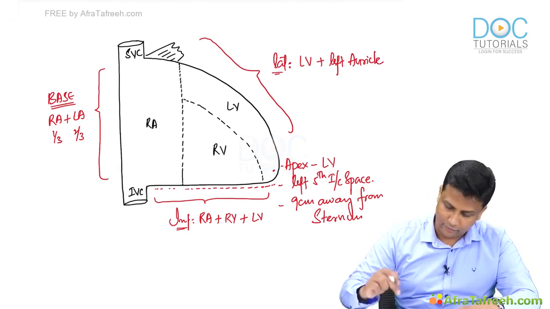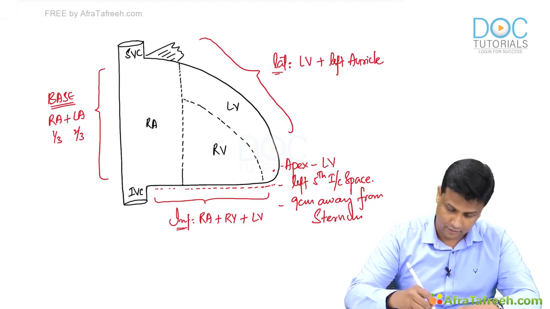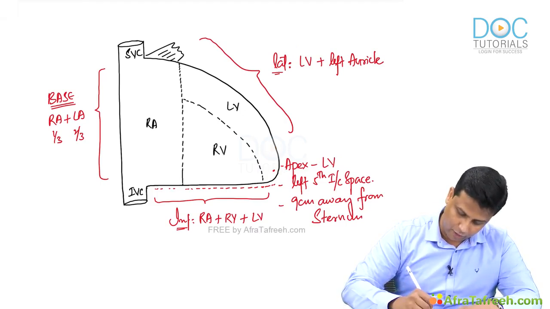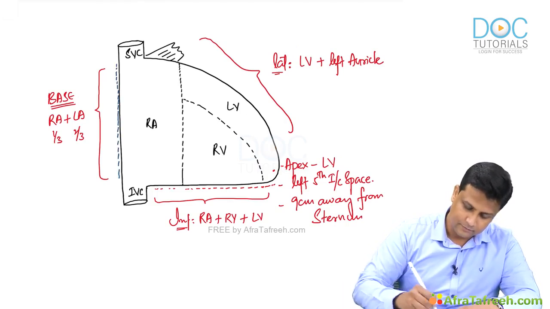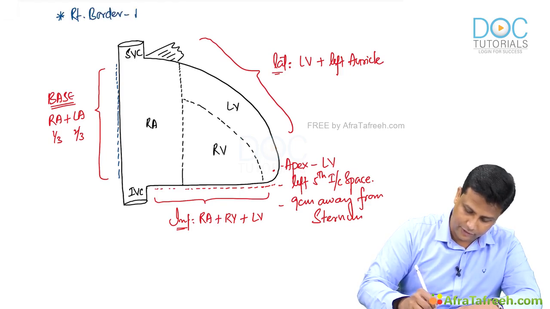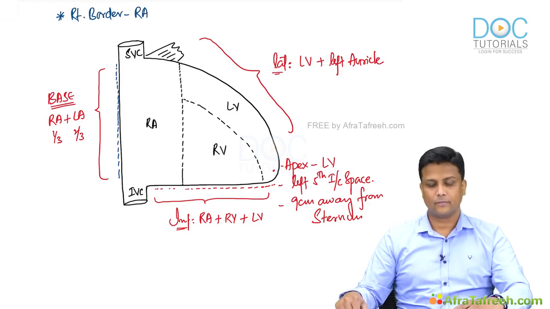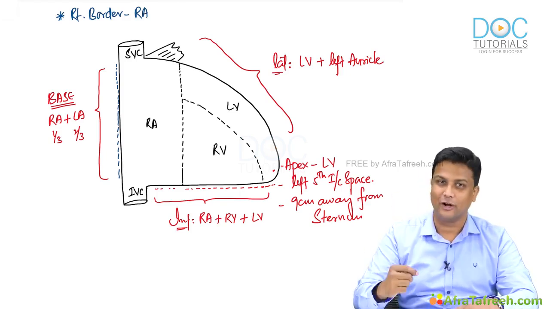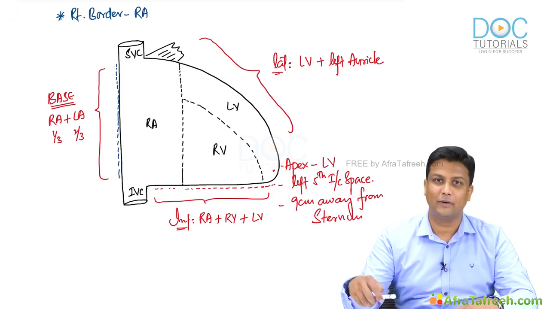Now, are there any more questions which are possible here? Yes. In your exams, they have even asked about the right border of the heart. So just look at the diagram there, guys. The right border of the heart is actually formed by only the right atrium. This time be careful, I am not asking about the entire surface, only the right border. So the right border of the heart is formed by the right atrium.